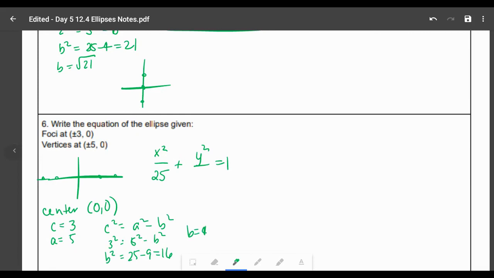Now to make my equation, I just want to square it again. So I probably could have avoided the square root and then square again. But that's going to give me 16. And then that's my final answer.